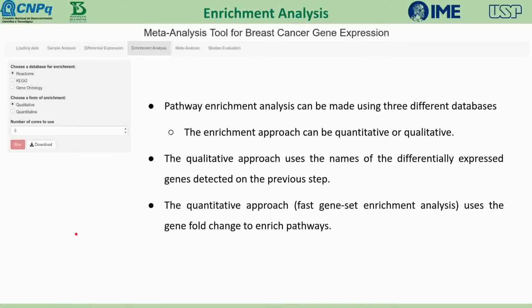To obtain information about signaling pathways from gene expression data, enrichment analysis is a useful approach. Pathway enrichment analysis can be made using 3 different databases among Reactome, KEGG, or Gene Ontology, and the enrichment approach can also be qualitative or quantitative. The qualitative approach uses the names of the differentially expressed genes detected on the previous step, while the quantitative approach, that uses fast gene set enrichment analysis, uses the gene fold change to enrich the pathways.